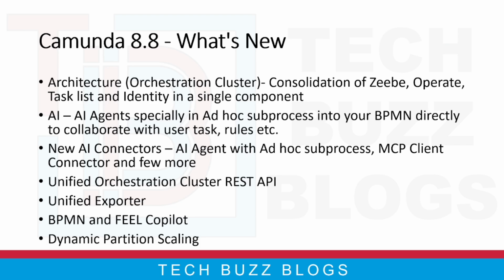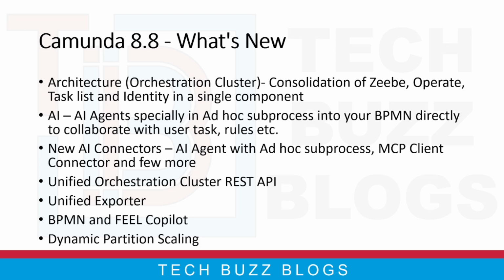The next feature they introduced is AI. As you know, AI is booming now, so Camunda is also introducing a lot of AI features in 8.8. For example, when you are using the ad-hoc sub-process, you can internally use your user task or any BPMN element, and it will take care of communicating with your LLM. I mean LLM means AI agents. It will take its own decisions and move your workflows forward. This is one of the new features they introduced in 8.8.